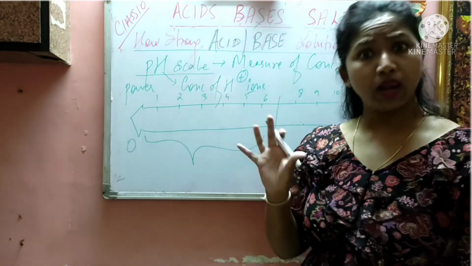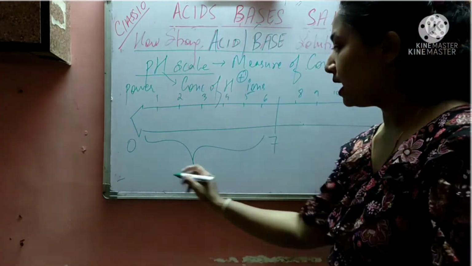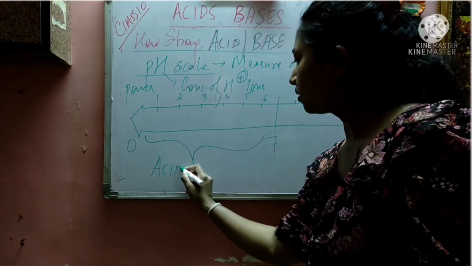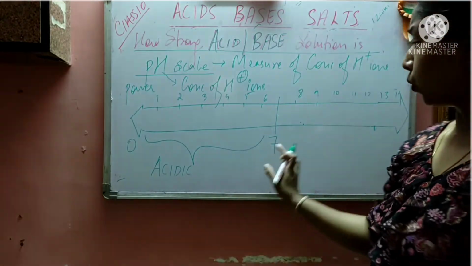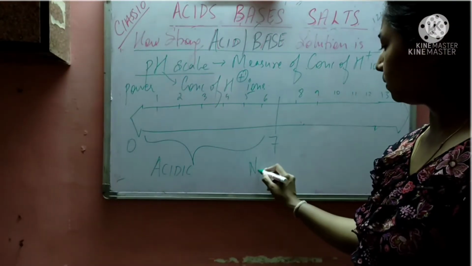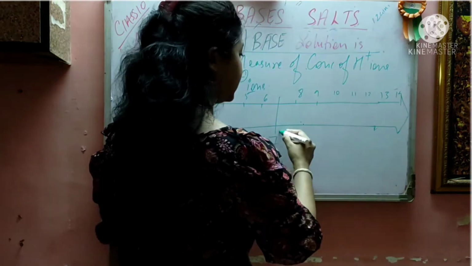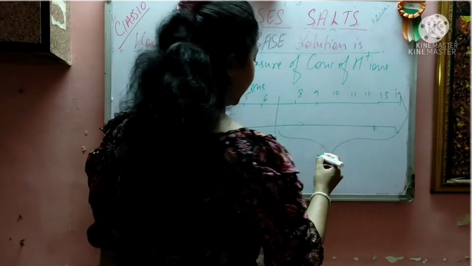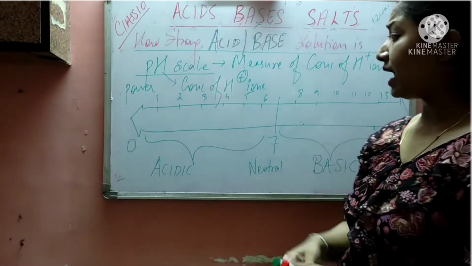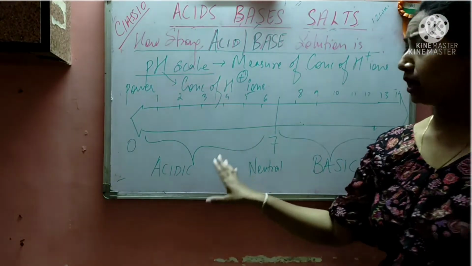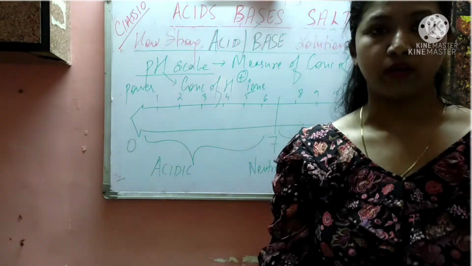If the pH value lies between 0 to 7, then that solution is said to be acidic. If the pH value is 7, then that solution is said to be neutral. If the pH value lies between 7 to 14, then it is called basic. So with the help of pH, we get to know whether the particular solution is acid, base or neutral.